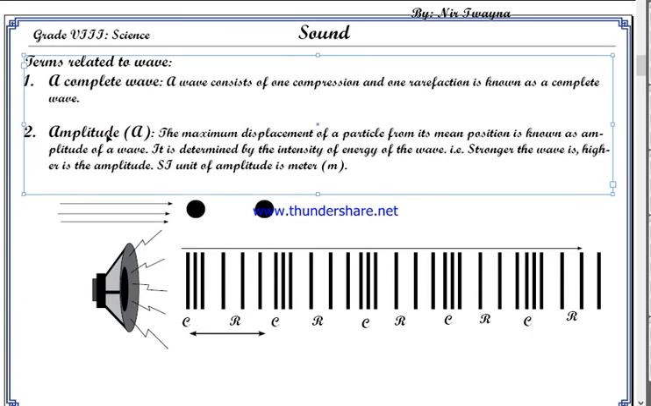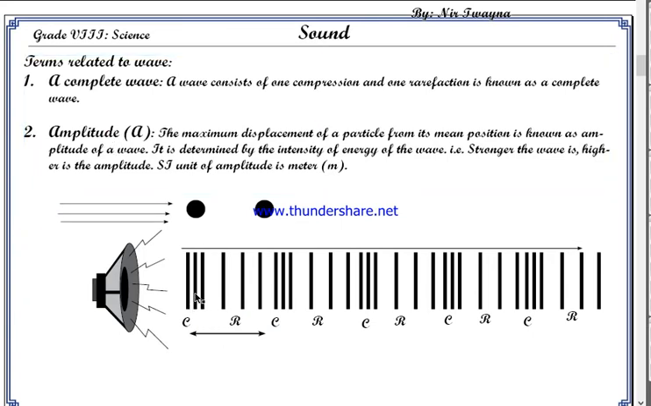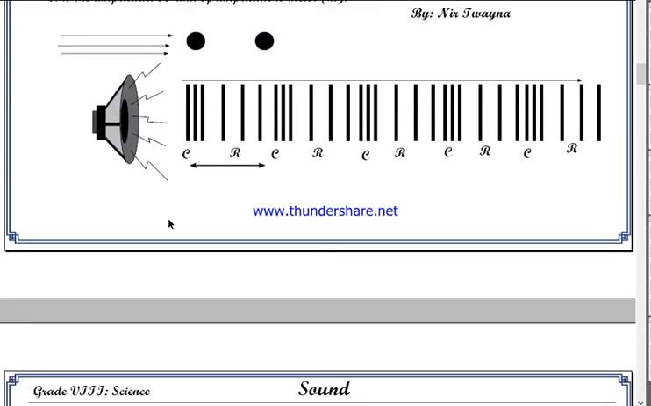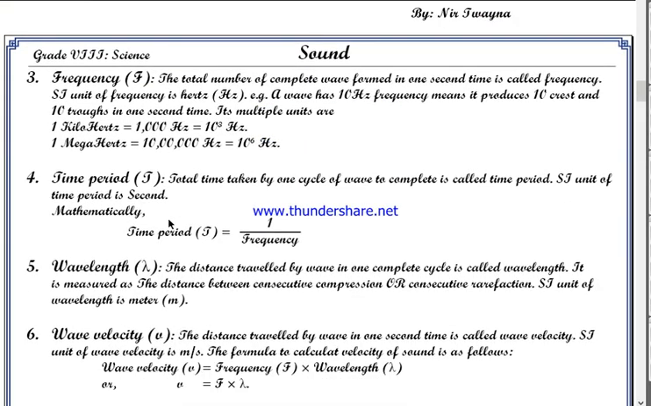The next one is amplitude. Amplitude means the maximum displacement of a particle from its mean position after vibrating. It is affected by the amount of energy possessed by the wave. And the next term we discussed was frequency.